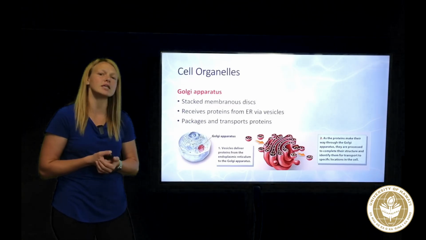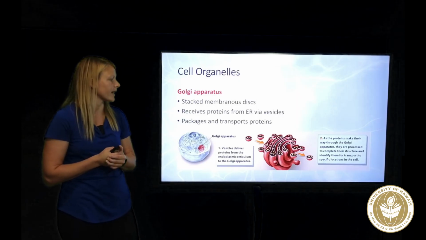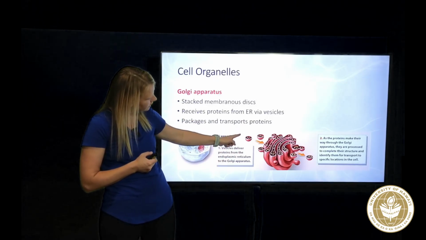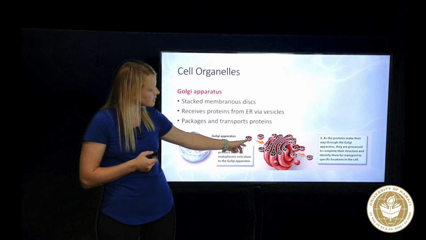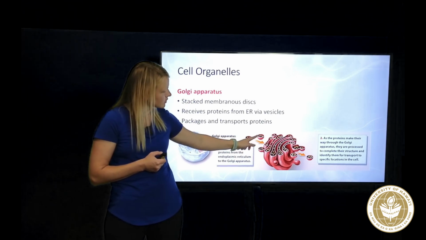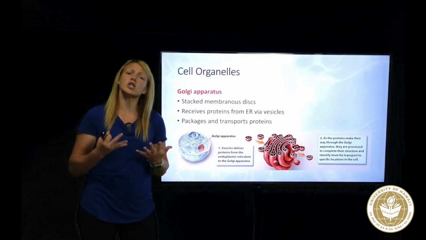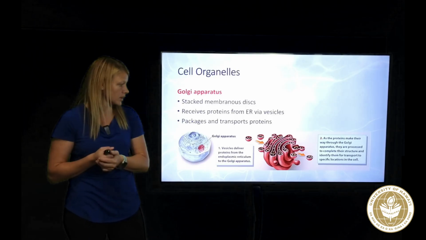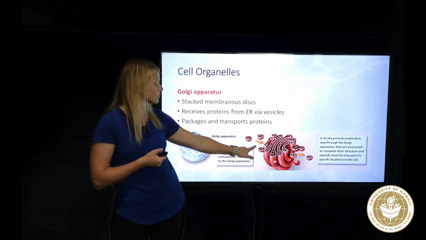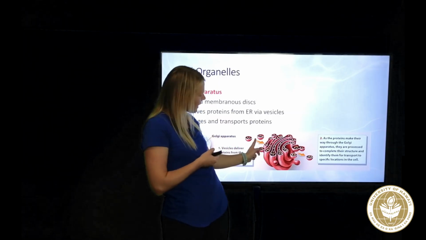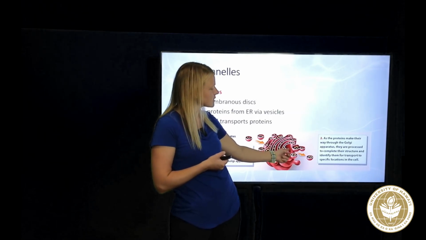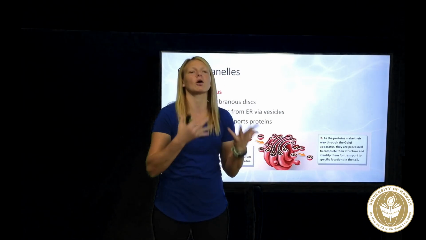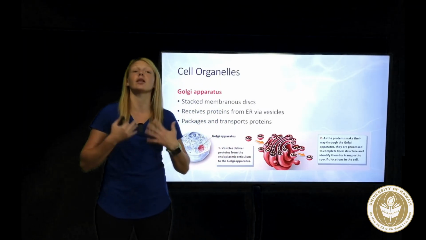So it receives protein from the endoplasmic reticulum via these little vesicles. They're these little circles, right? So imagine your ER is right here. Then you have your proteins inside of these vesicles going to your Golgi apparatus. And the function of that Golgi apparatus is actually to package and transport those proteins. So these vesicles are delivering those proteins to the Golgi apparatus. As they make their way through this Golgi apparatus, they're going to be processed to complete their structure and give them a purpose to be used in the cell inside of the human body.